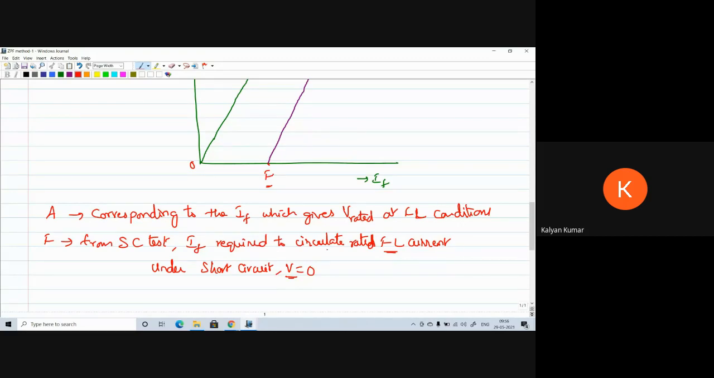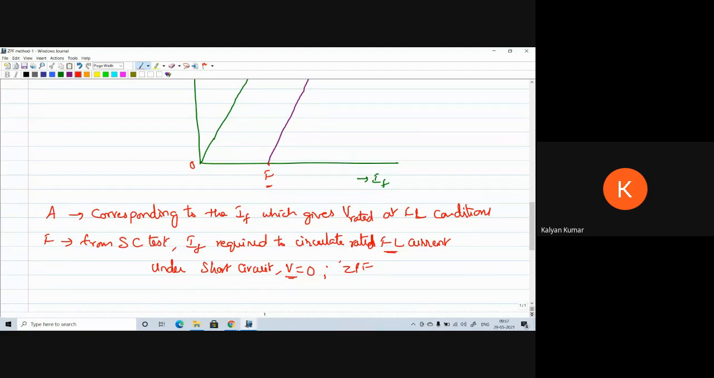Now what about the power factor? SC test లో power factor ఎంత ఉంటుంది? That we have already discussed in the MF method. MF method చెప్పేటప్పుడు మనం చెప్పుకున్నాము, so under short circuit conditions, the power factor is 0. Voltage is 0 and power factor is also 0. So as this point F corresponds to the 0 power factor, full load conditions with voltage equal to 0. F represents the field current.